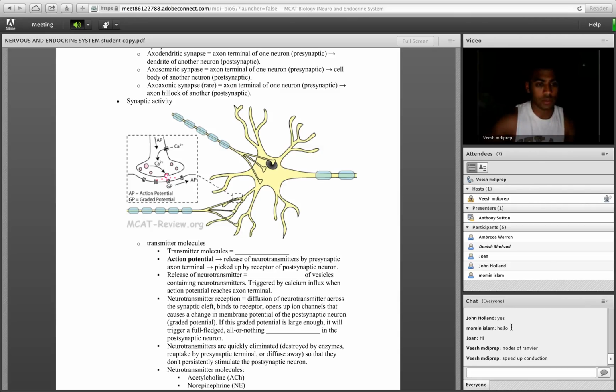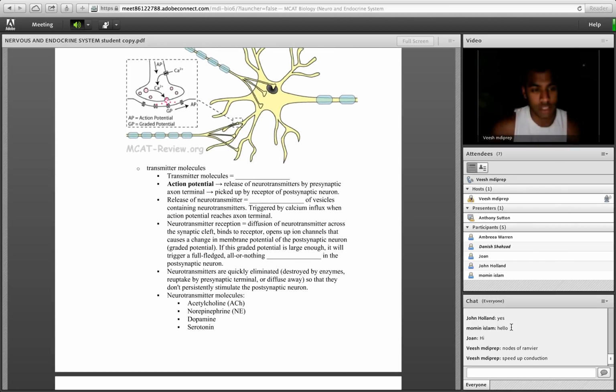So the transmitter molecules, I mentioned a few times. Does anyone remember what the name of those are called? The actual proteins that are sending the signal. Go ahead and type it in the chat box.